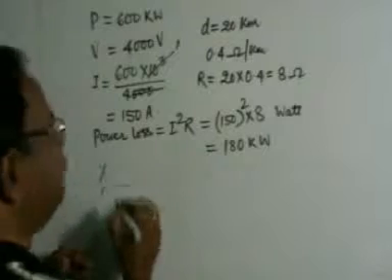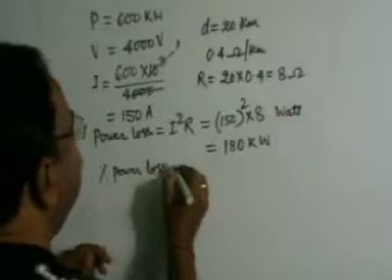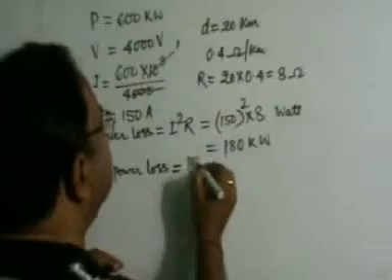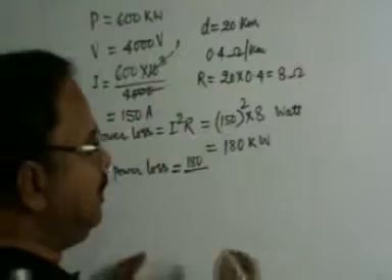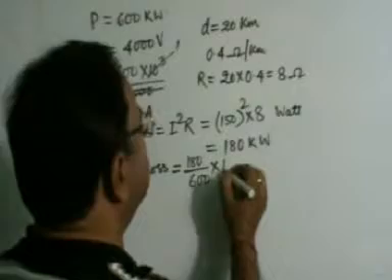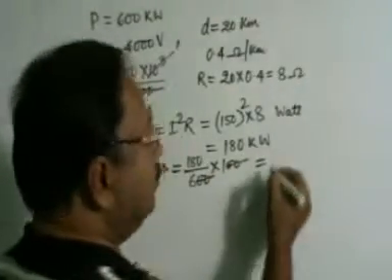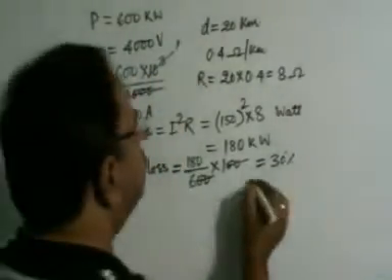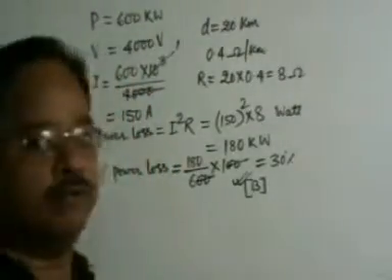So what will be the percentage power loss? This will be equal to power loss in kilowatt, so this is 180, divided by the original input power, which is 600, and multiplied by 100 for the percentage. So this comes to be 30%. So our option B is correct. Option B is the correct one.